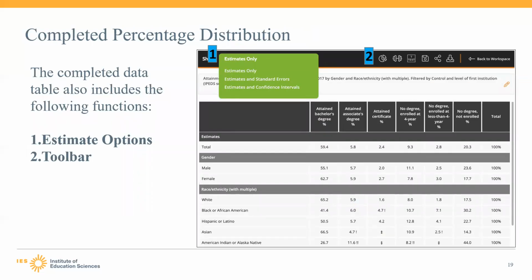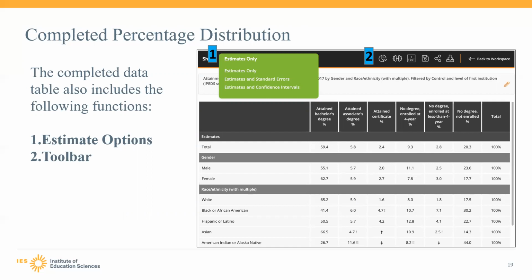Here we have our completed percentage distribution. After selecting a weight, you'll go to the output page where you will see this completed data table. You'll also see additional options for viewing the estimates, or viewing the estimates and the standard errors, or for viewing estimates with confidence intervals. You can view these by expanding the green drop-down menu on the top left.